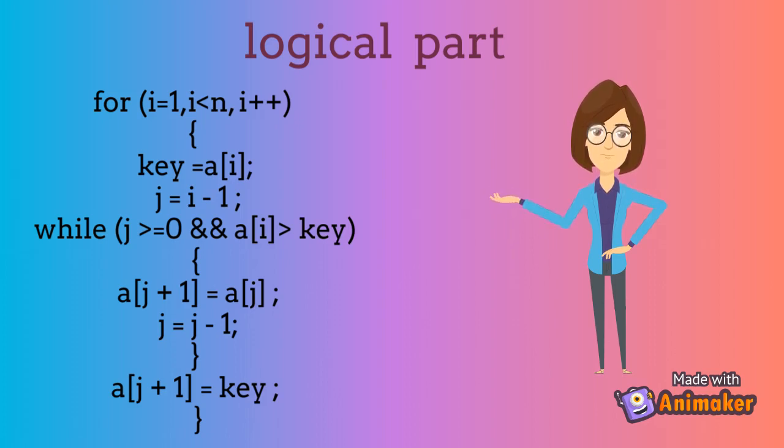Now check the second loop. Here the other loop is a while loop. While j is greater than or equal to 0 and a[j] is greater than key, then this loop will execute. Now set the array element at index j + 1 to the element at array index j. That means a[j+1] = a[j]. Then decrement j, that means j = j - 1. And lastly set key at the element of index j + 1. That means a[j+1] = key. This is the whole logic of insertion sort.